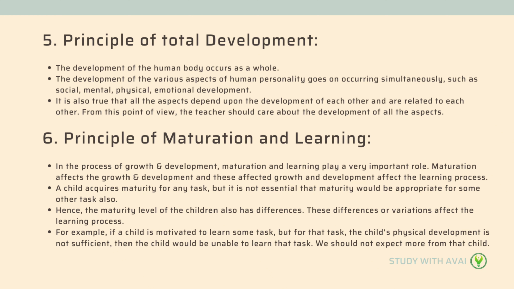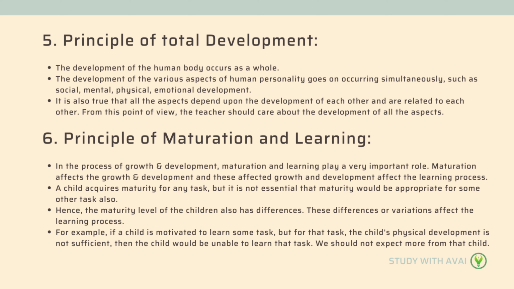The development of the human body occurs as a whole. The development of the various aspects of human personality goes on occurring simultaneously, such as social, mental, physical, emotional development. It is also true that all the aspects depend upon the development of each other and are related to each other. From this point of view, the teacher should care about the development of all the aspects. 6. Principle of maturation and learning.